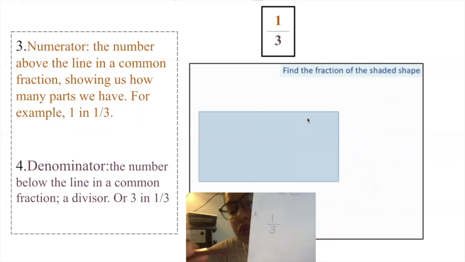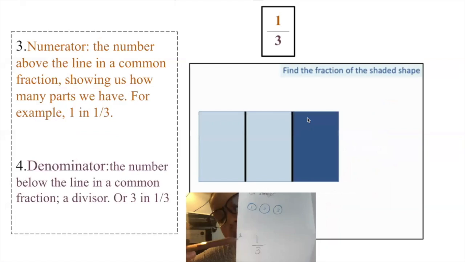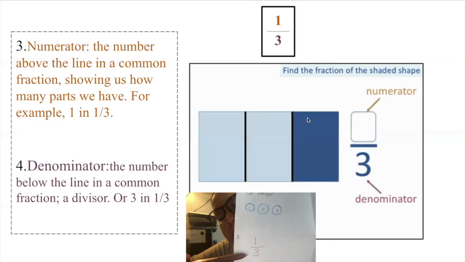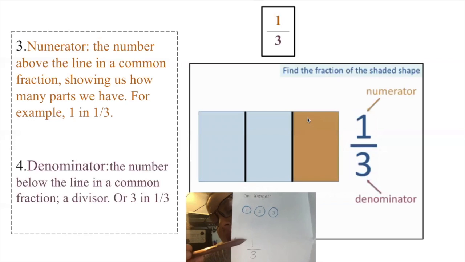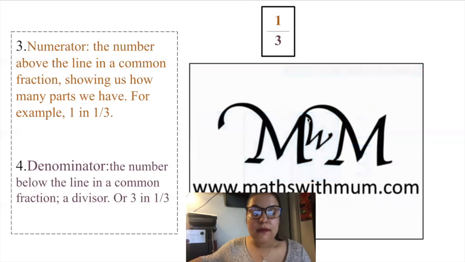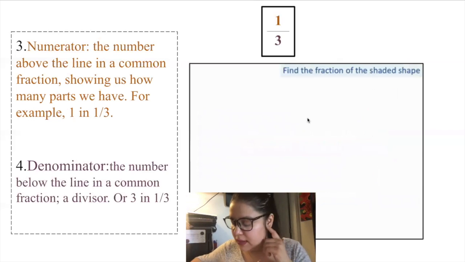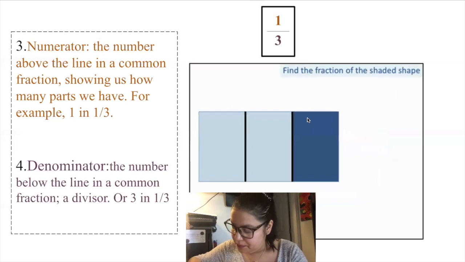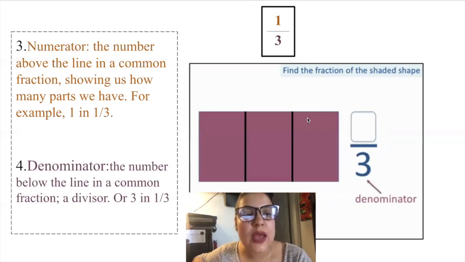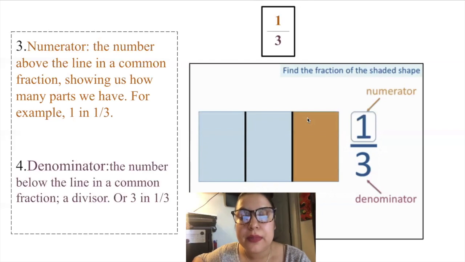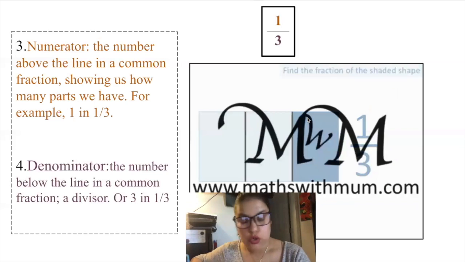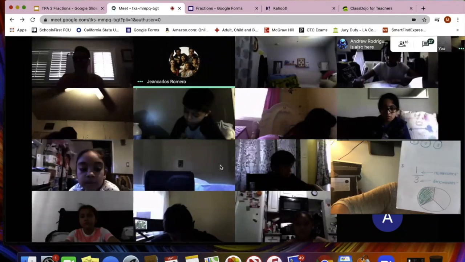And I'm gonna draw 2 arrows so that I can label what this top number is called and what this number in the bottom is called. What is the number at the top called? If you have your mic on, if you wanna share right now, what is that number at the top? 1. The number is 1. And what would I call that number? Is it the denominator or the numerator? Numerator. Numerator.